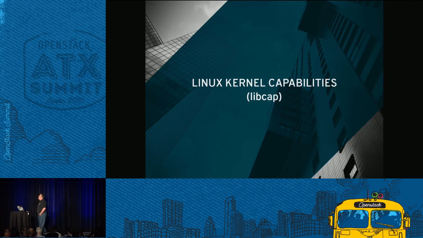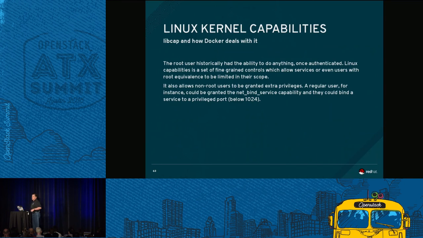So, Linux kernel capabilities, or libcap, really cool technology which allows you to essentially set limits on root privileges. Historically, the root user has had the ability to do anything, anywhere, to anyone, right? Once you're authenticated, you know, I am root, bow before me. But Linux capabilities is a set of fine-grained controls which allow a service or even users with root equivalents to be limited in their scope. So even root users can be cut down on what they're able to do.